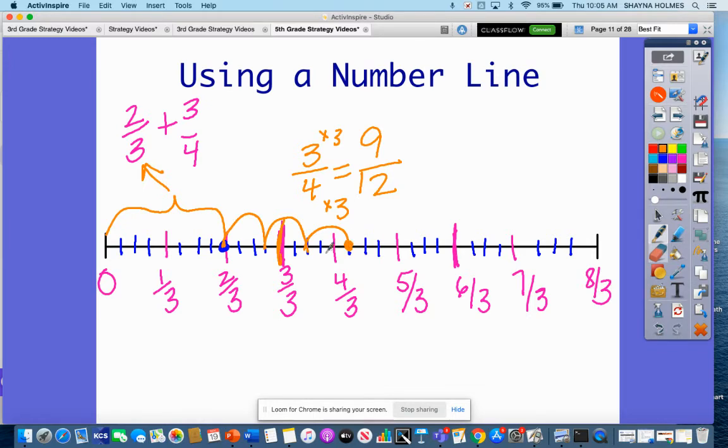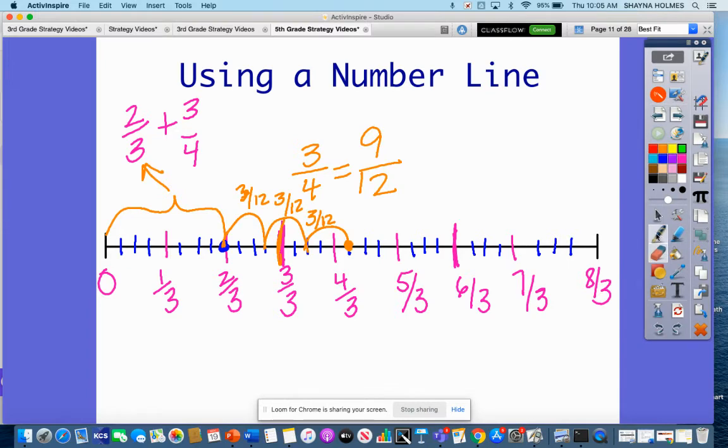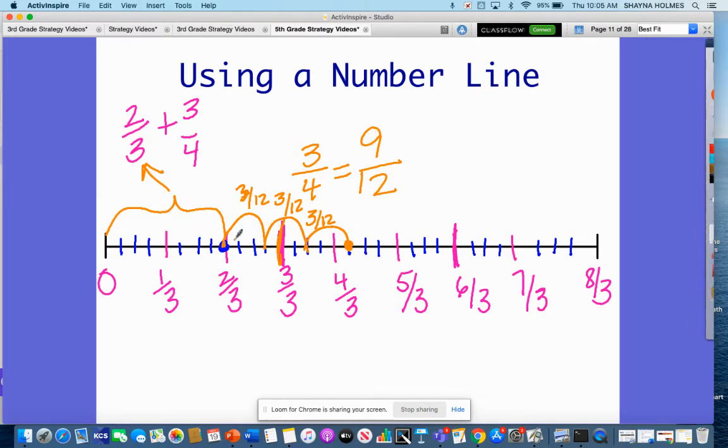So right here, this is how much I have. That would be 3 12s, 3 12s, and then 3 12s. So let me just erase this little part right here. So 3 12s plus 3 12s plus 3 gives me my 9 12s. You can also just count by 9: 1, 2, 3, 4, 5, 6, 7, 8, 9.